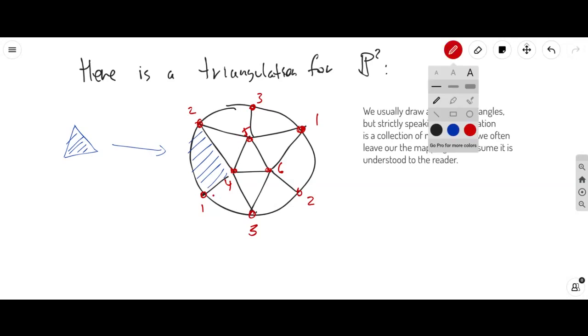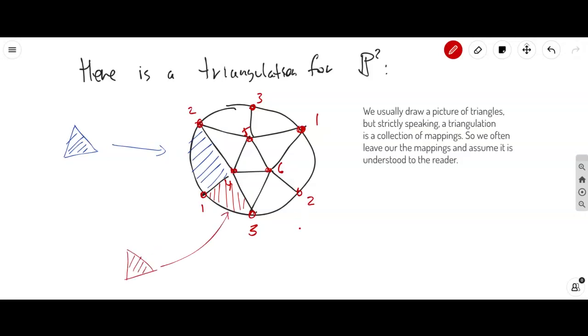And then maybe over here, we have another two-dimensional triangle that's being mapped over there. We usually do not ever draw this, we just draw the triangles, but it's understood that we have these homeomorphisms. And now if you look at the way these two triangles intersect, they only intersect in that edge, right? This is the edge of intersection.